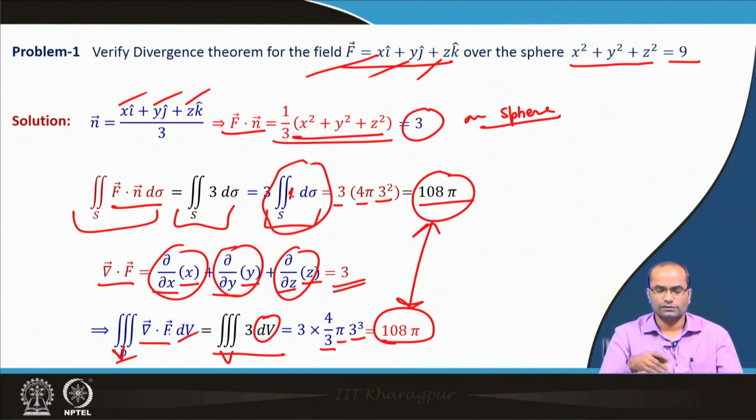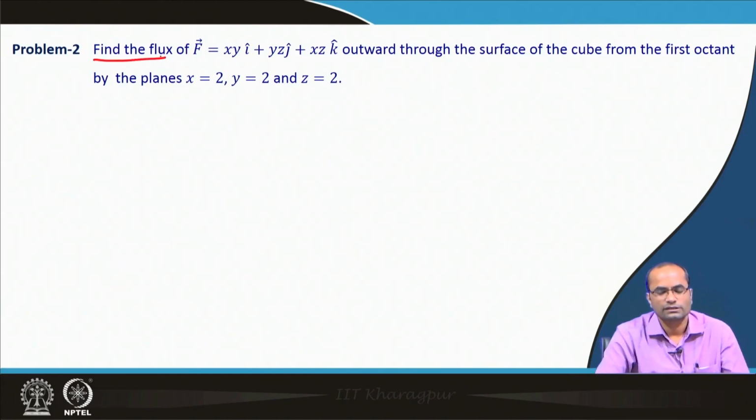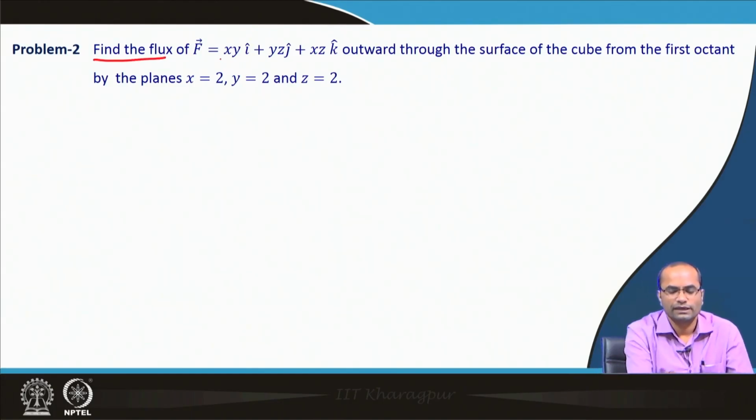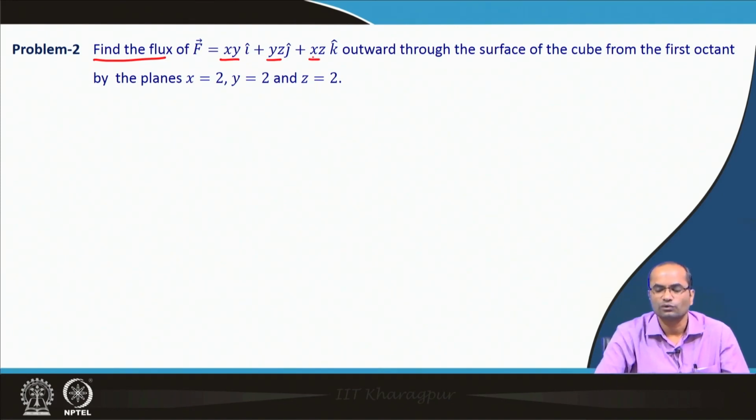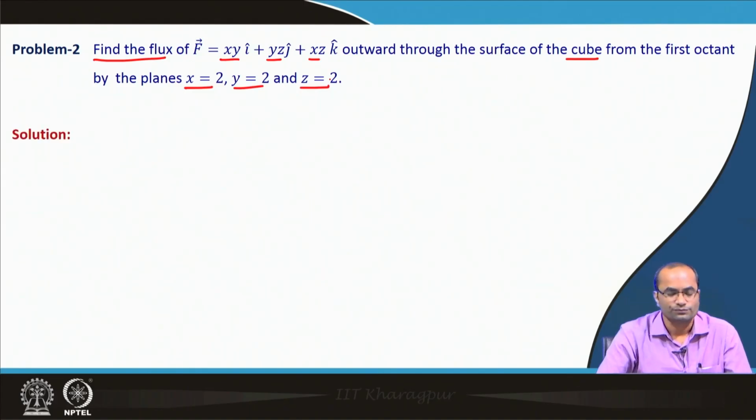We will consider some more problems to practice now. So, here the question is: find the flux where we have the components x y, y z and x z, outward through the surface, that means f dot n we are talking about, and the surface is the cube in the first octant, which is bounded by the planes x is equal to 2, y is equal to 2 and z is equal to 2.